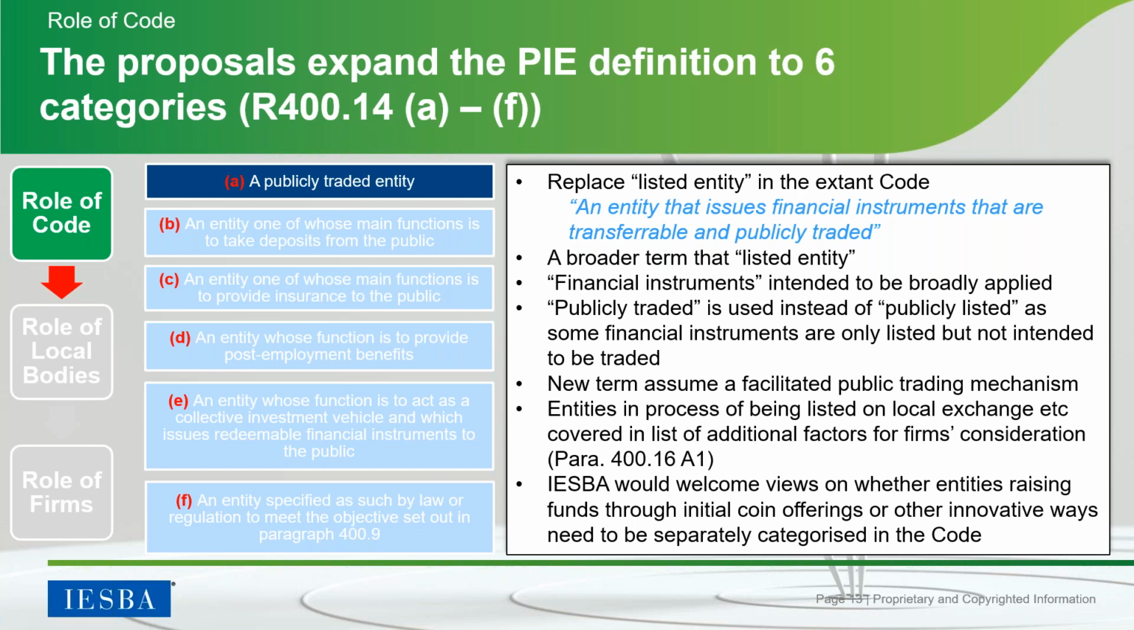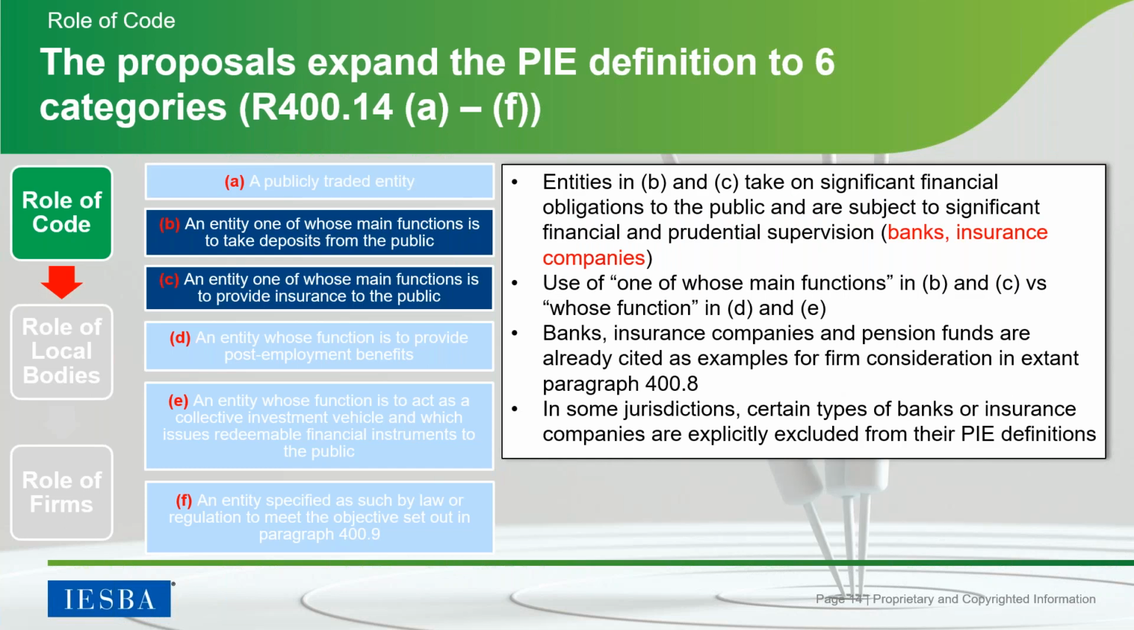We did consider whether we should try and capture those entities which were in the process of being listed on a local exchange, etc. But again, because the practices vary around the world, the timetables vary, we felt it was actually more appropriate for this being one of the matters for firm consideration, as they would know the facts and circumstances and therefore the timescale over which such a thing might happen. We did also have a brief discussion on whether, for example, entities raising funds through initial coin offerings or other innovative new ways of raising money would either be captured by our current definitions or need in some way to be separately categorized in the code, and we'd welcome views on that. We go on to the next slide, please.